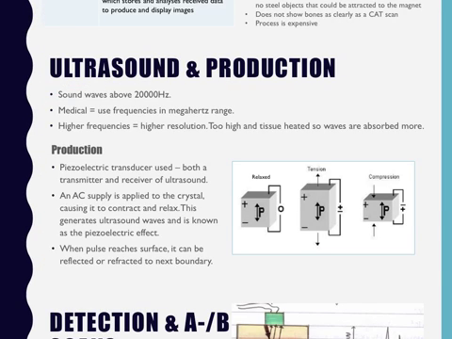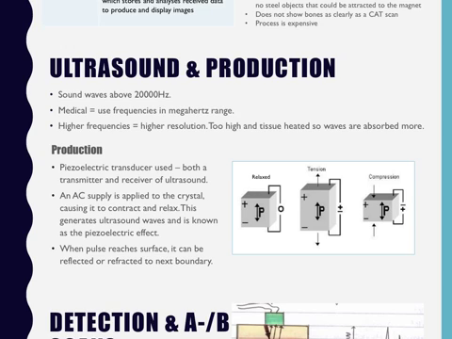Ultrasound and production. Ultrasound is sound waves above 20,000 Hz. Medical use frequencies are in the megahertz range. High frequencies give high resolution. If too high, tissue is heated, so waves are absorbed more.